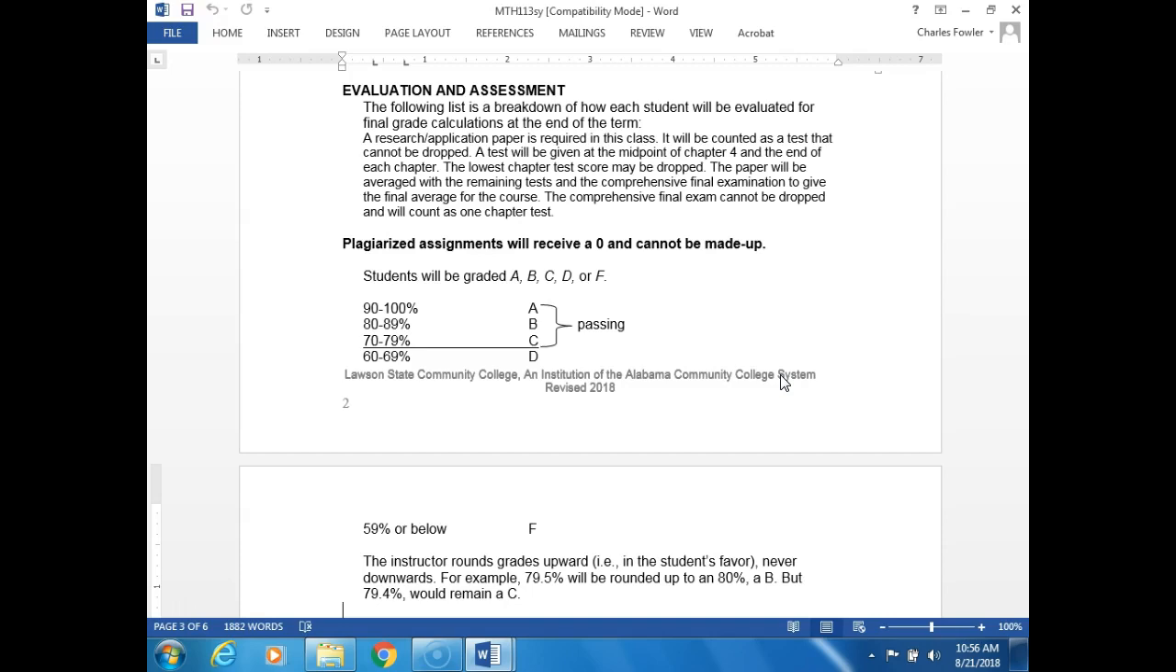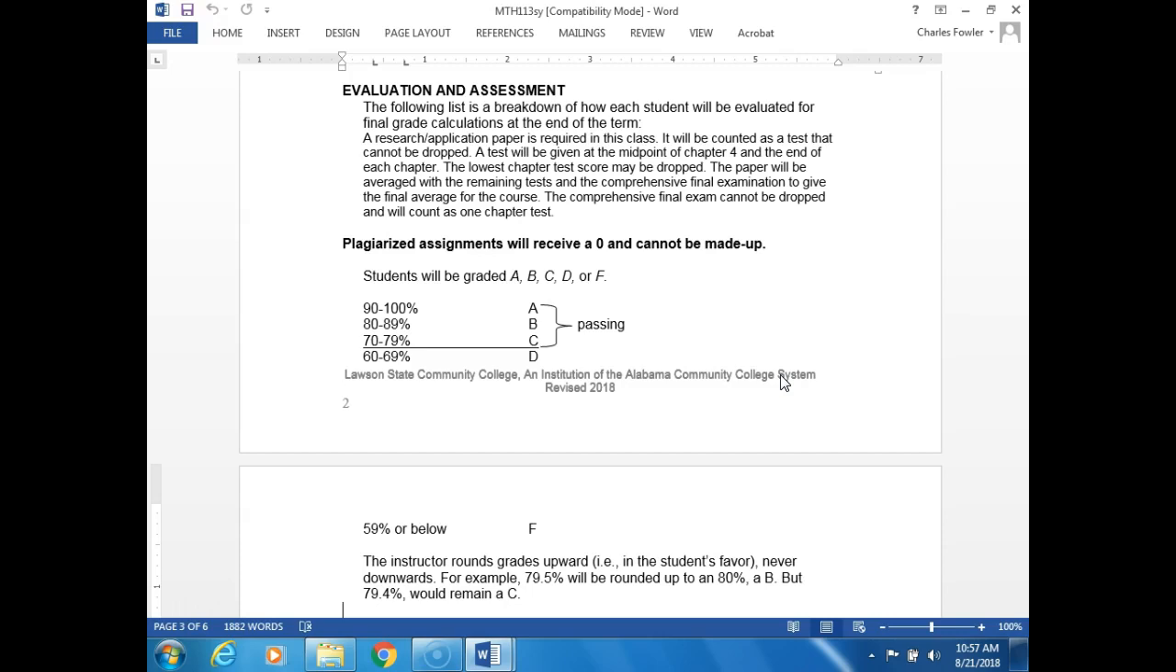F, you get 0 quality points. D, you get 1. C, you get 2. B, 3, and A, 4. So you get 4.0. Okay. So a D will hurt your grade point average. F hurts it worse. But D's and F's are non-passing. F is failure. Okay. But you have to repeat a D as well.